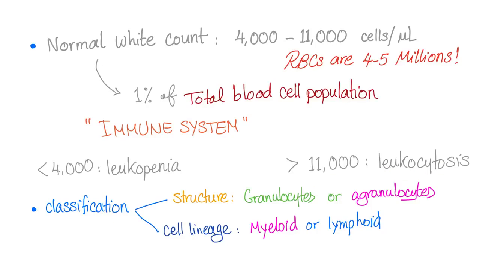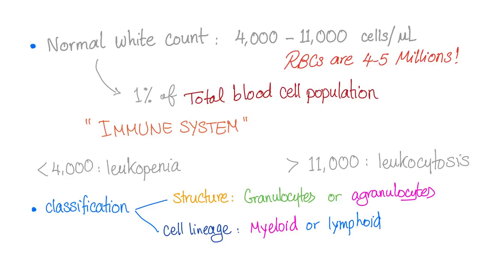Classification of the white blood cells, as you know, depending on the cell lineage, you have myeloid or lymphoid. According to the structures, you have granulocytes or agranulocytes. Granulocytes include neutrophils with their neutral granules, eosinophils with their eosinophilic granules, basophils with their basophilic granules. Agranulocytes are anything else, such as monocytes and lymphocytes.